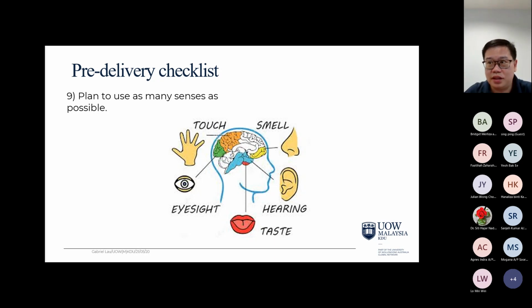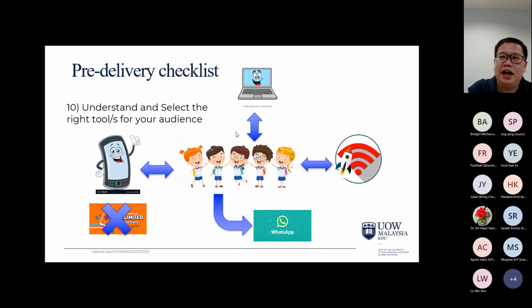But the higher the number of senses that you use, the higher the level of learning that the students can get. Okay. And then number 10, understand and select the right tools for your audience. You look at your audience, what kind of tools do they have? If we are having virtual classes, you need to understand, are your students just using mobile phones? Are they using laptops? Do they have enough bandwidth? Because if you're going to continuously stream videos, then how?